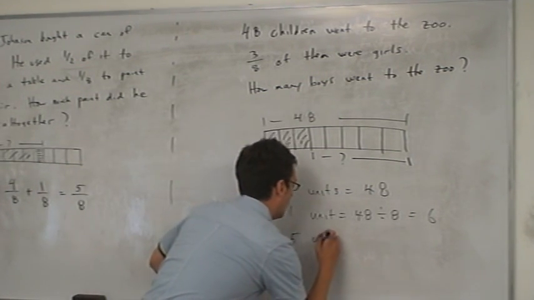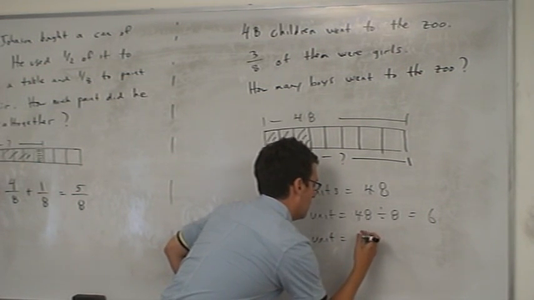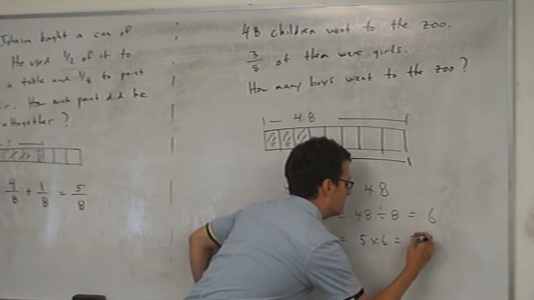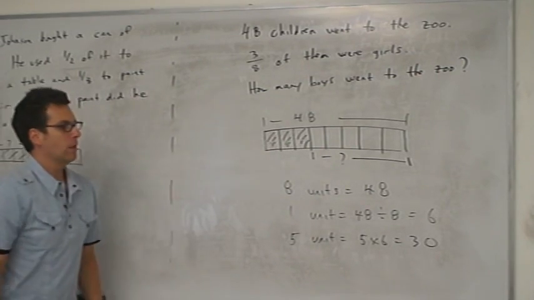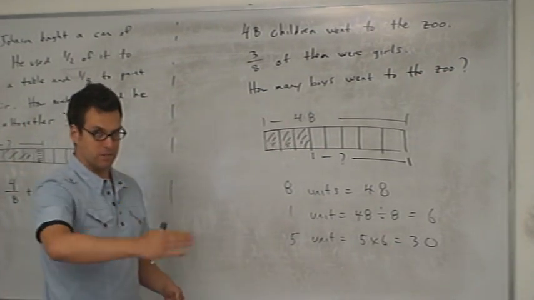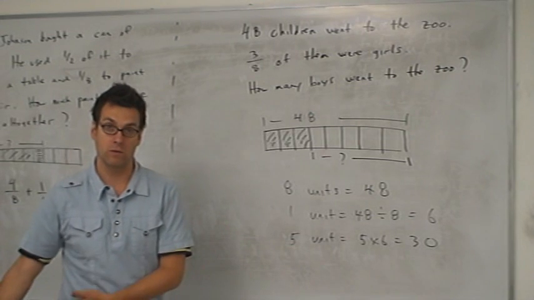We know that if 1 unit is 6, then 5 units is 5 times 6, which is 30. And as we always do, we would write a complete sentence answer. 30 boys went to the zoo.